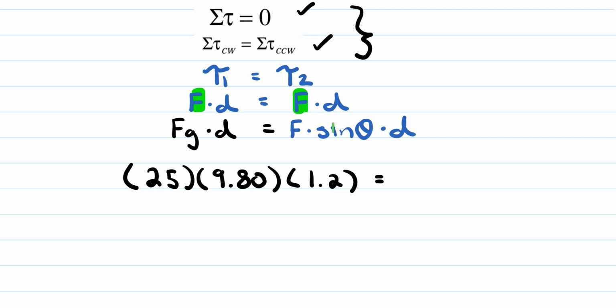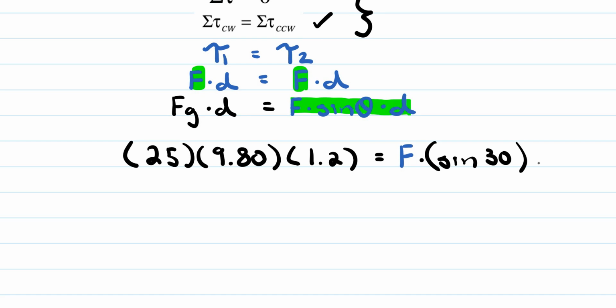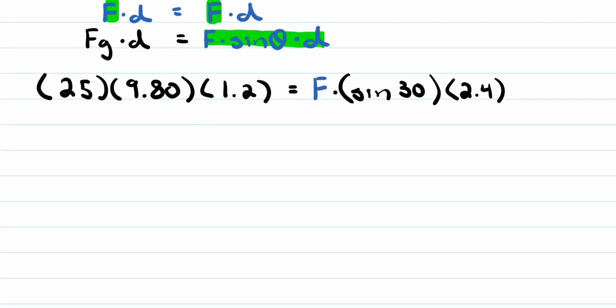Now on the right hand side, the force is the magnitude that I do not know, but the angle is 30 degrees, so it'll be sine of 30 degrees. And this whole force, Fy, is a grand total of 2.4 meters from the point P, so we'll times that by 2.4. Okay, and there we go. Now we've set up our rotational equilibrium problem, and our goal is to solve for capital F.